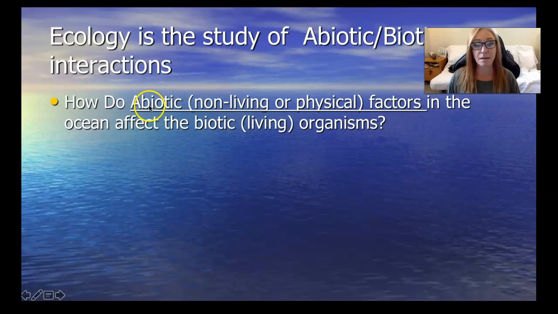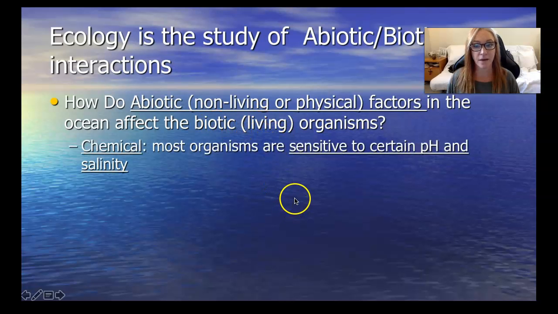Abiotic: the word part a always means without, and bio always means life. So without life, this is the physical parts of an environment. And biotic, bio always means life, so that's the living organisms in an environment. Some of the abiotic factors that influence life in an ecosystem include the chemistry of the water itself, including the pH and the salinity.